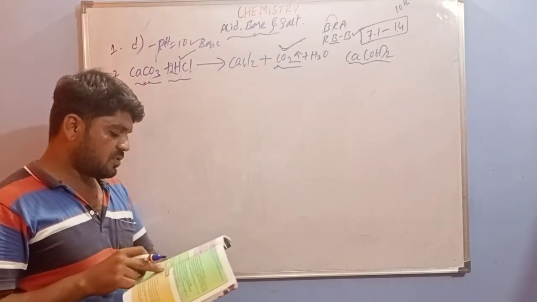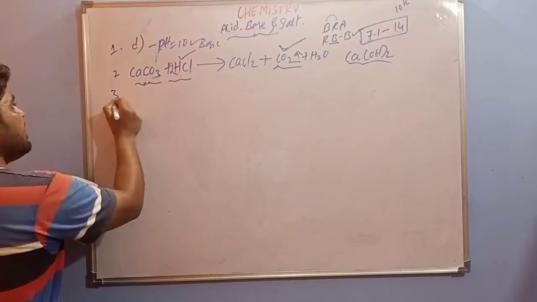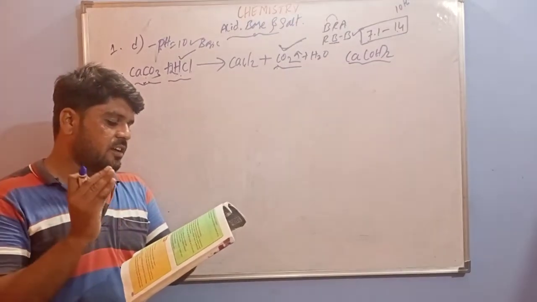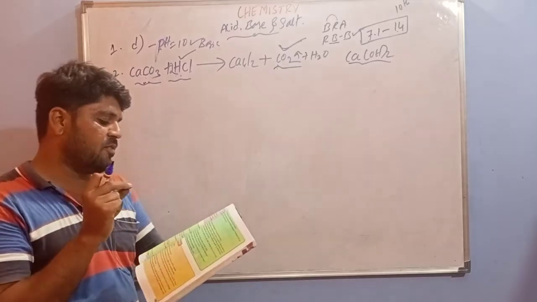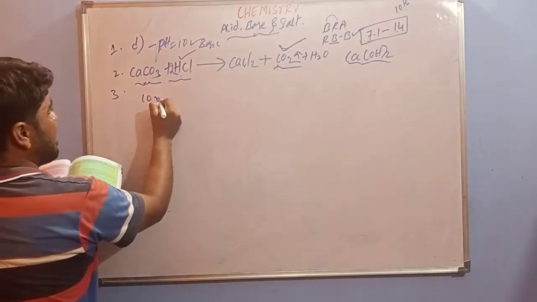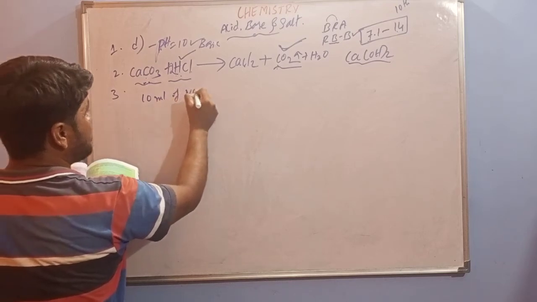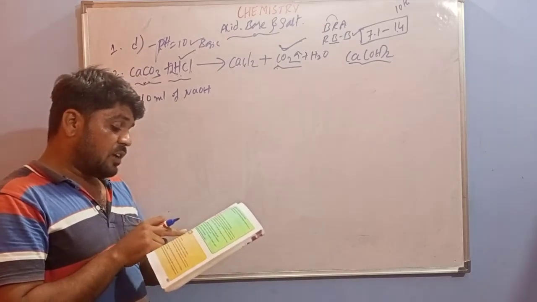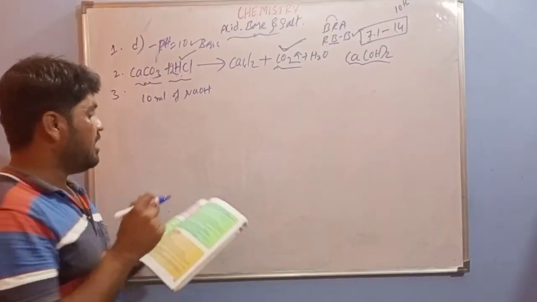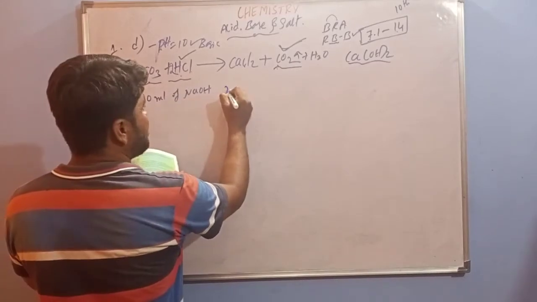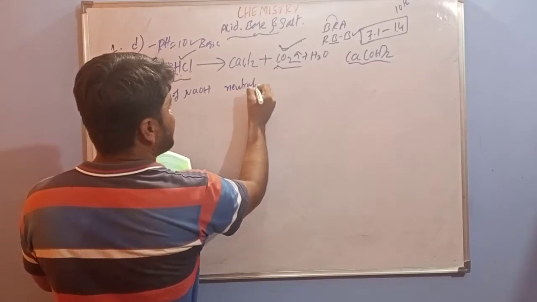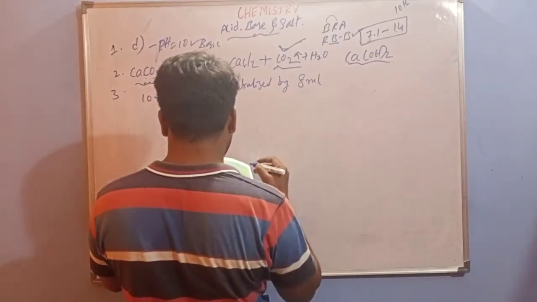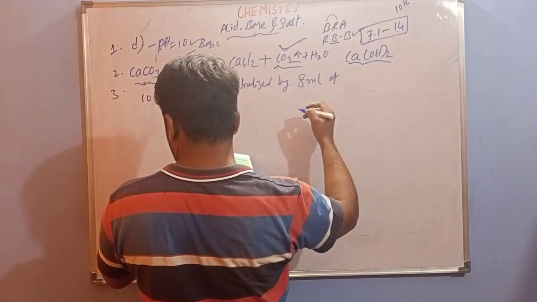Okay. The third question. This is a very simple question. 10 ml of a solution of NaOH is completely neutralized by 8 ml of a given HCl.